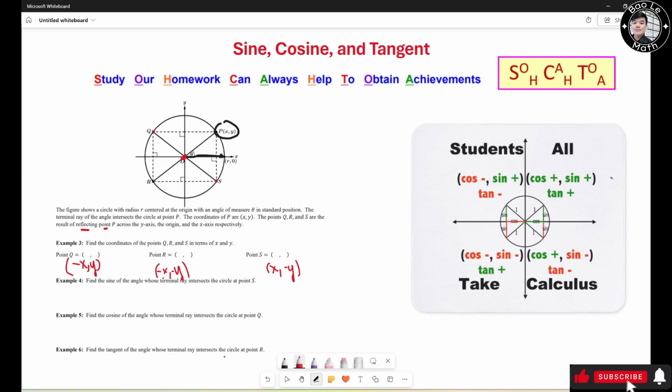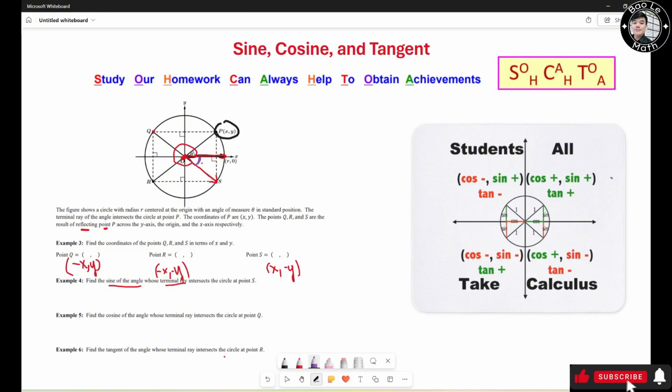Now, example number 4. Find the sine of the angle whose terminal ray intersects the circle at the point S. So this is the terminal ray, and this is the initial ray. So the angle should be this one right here. Then we need to use the reference angle, because we cannot create a right triangle using this angle. So the reference angle should be this one right here.